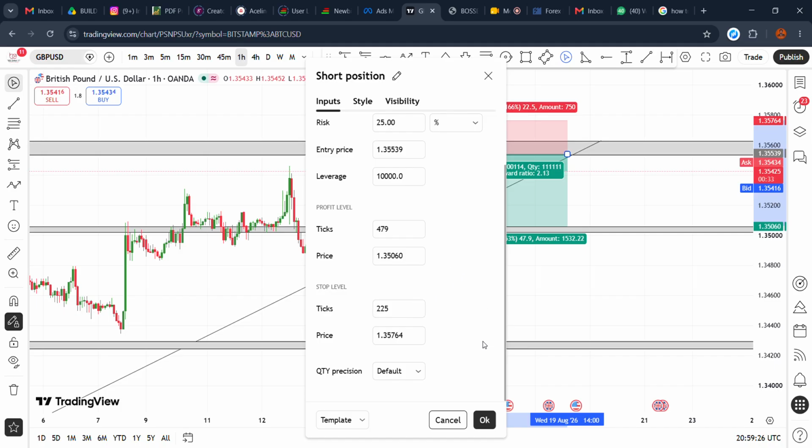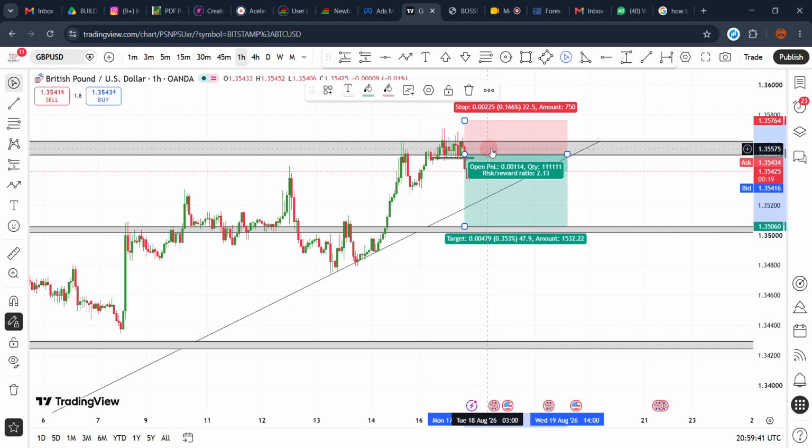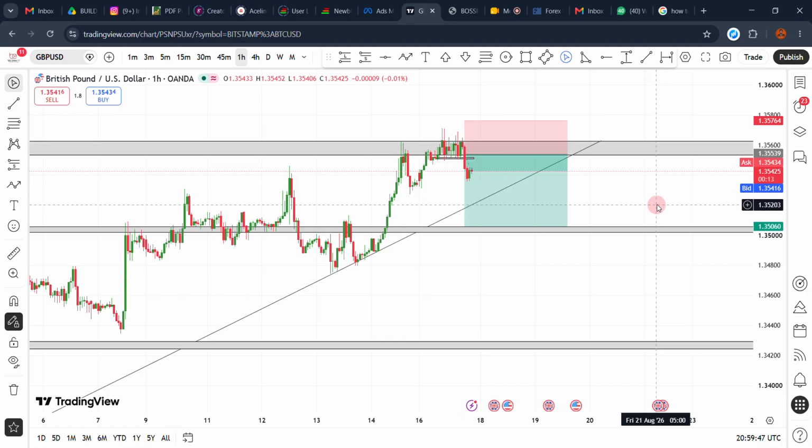Do you understand? Yes, I understand, sir. So this is the stop loss here, and this is the take profit. It's the same figure as that. So that is how to set your stop loss and take profit on your Meta 5. Thank you, sir. Any question? No question so far, sir.